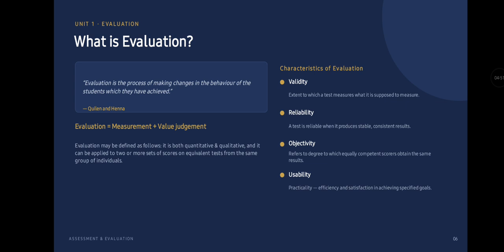Let us come to the characteristics of evaluation. Validity is the extent to which a test measures what it is supposed to measure. Reliability: a test is reliable when it produces stable, consistent results. Objectivity refers to the degree to which equally competent scorers obtain the same results. Usability, that is practicality, efficiency and satisfaction in achieving specified goals.